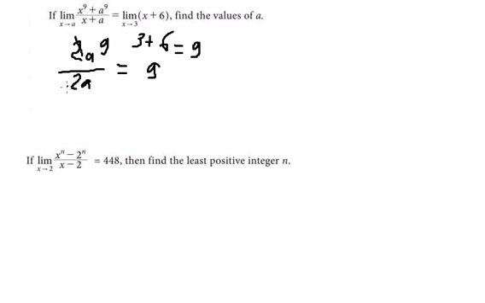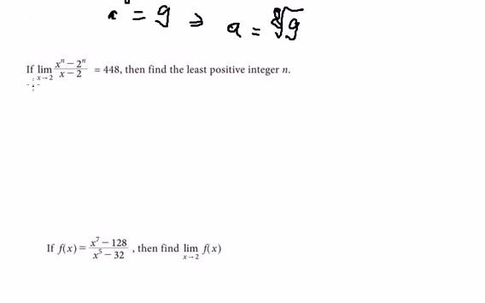Now we have 2, we cancel. a to the power of 9 divided by a, you get a to the power of 8. And we get the value of a. That should be the eighth root of 9.